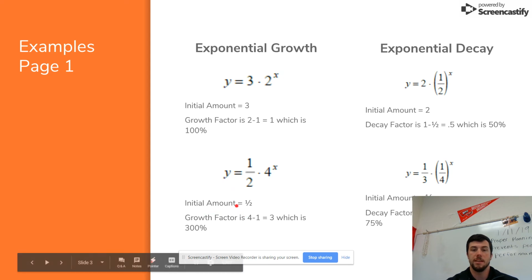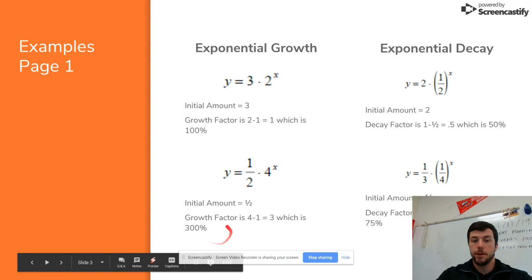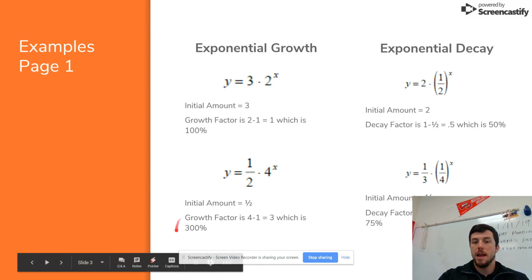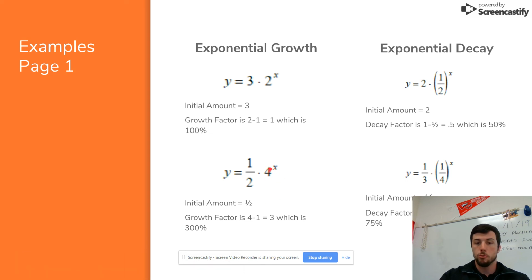All right. So what about down here? The initial amount is 1/2. The growth factor is 4 minus 1 is equal to 3, which we could convert pretty easily to 300%. So every time this certain amount of time passes, whether it's weeks, days, years, or months, or whatever, the initial amount is growing 300%, or it's quadrupling. Ooh, that's a fancy word there. It is quadrupling the initial amount.